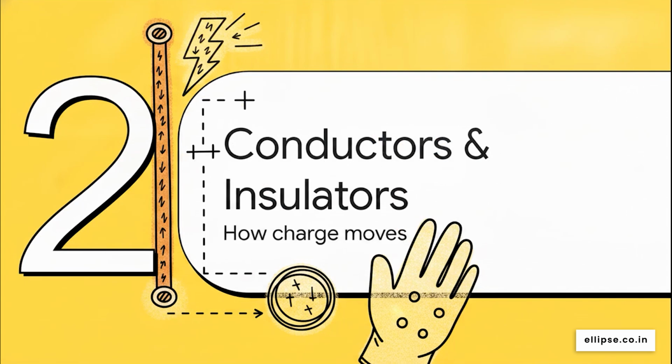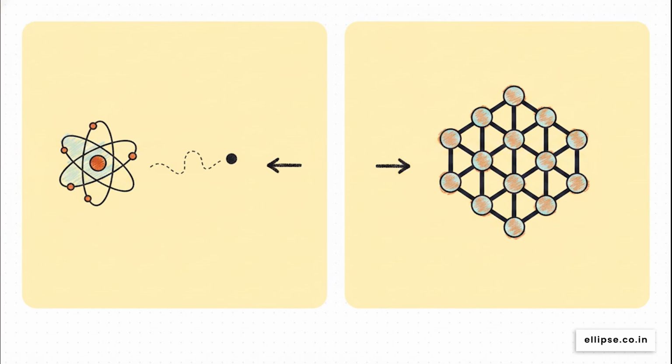Moving right along to section 2, conductors and insulators. Because if current is just moving charge, we've got to ask why it moves through some stuff and not others. Let's break down the microscopic differences here. Take a fantastic conductor like copper, right? Atomic number 29. If you look closely at its electron configuration, it's got this one lone valence electron way out in its outermost shell. Because it's so far from the nucleus, the atomic pull holding it there is super weak. That means this electron can easily detach and just roam free.